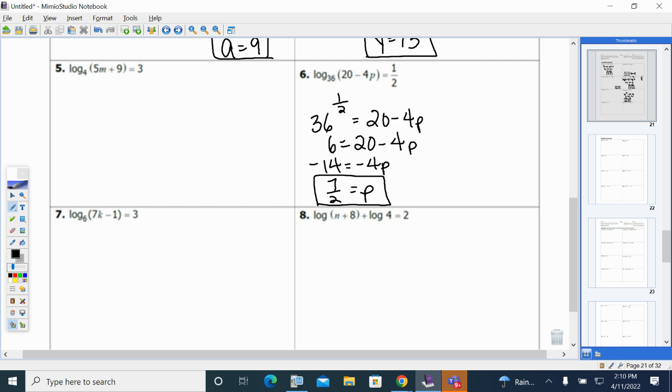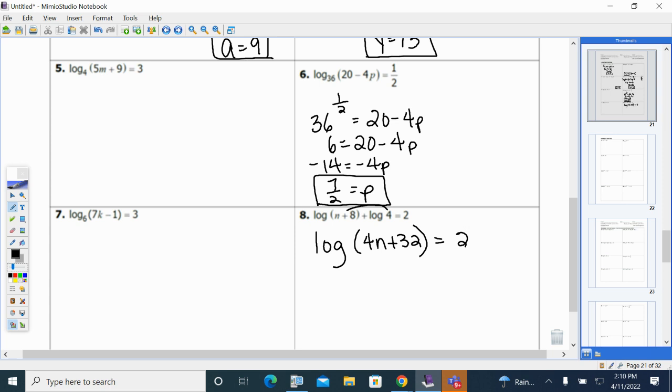Number 8 says log of n plus 8 plus log of 4 is equal to 2. So before I can change this to exponential form, I need to condense the left side. And because there's a plus in the middle, we're going to multiply that n plus 8 times 4. Log of 4n plus 32 equals the 2. And now we can change it.